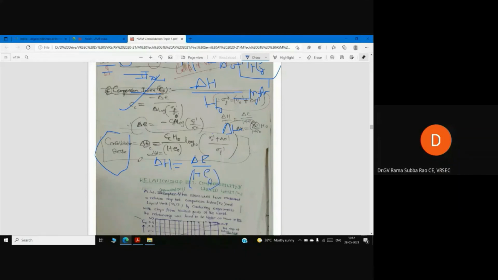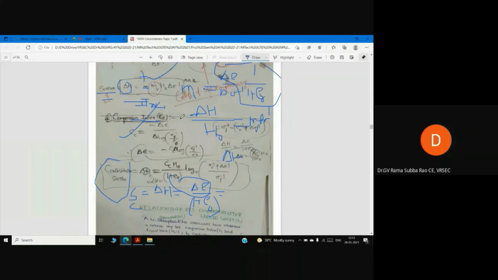So how to calculate delta H? Don't mistake it, delta H means consolidation settlement. Now we can easily write, we can replace delta e now. What is delta e? Delta e is equal to Cc into delta log sigma F dash by sigma naught dash, divided by 1 plus e naught. That is why we are able to get at the end Cc H naught by 1 plus e naught log10 of (sigma naught dash plus delta sigma dash) by sigma naught dash.